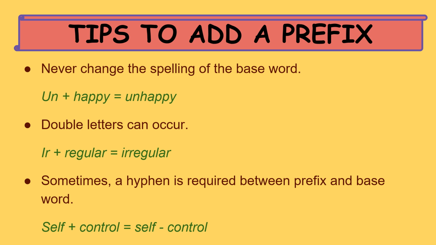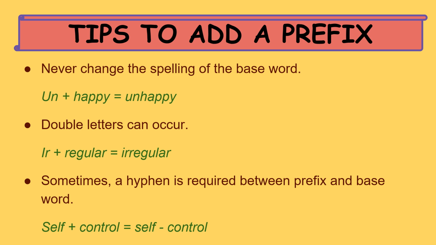Second, double letters can occur. There can be a possibility that the prefix will end with the same letter with which the base word is going to start. So, in some cases, you can add both the letters and they can occur in a double format. For example, ir plus regular will become irregular.